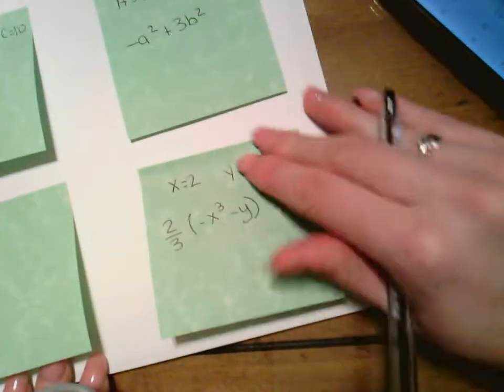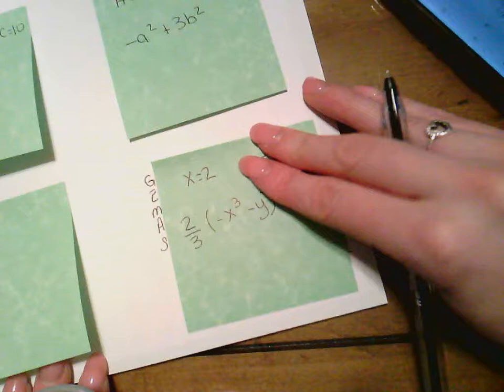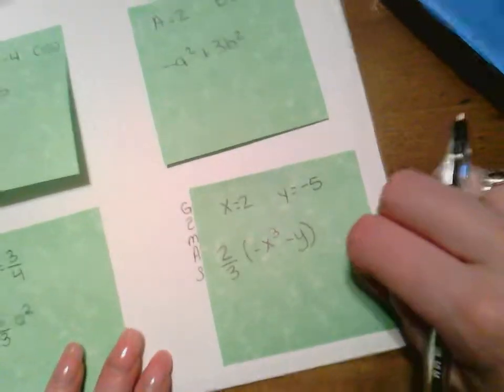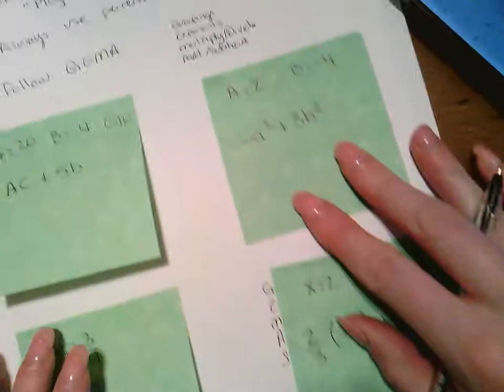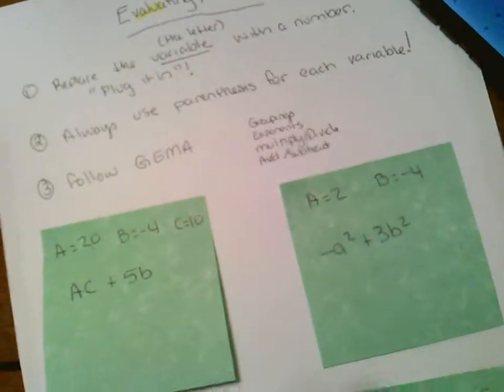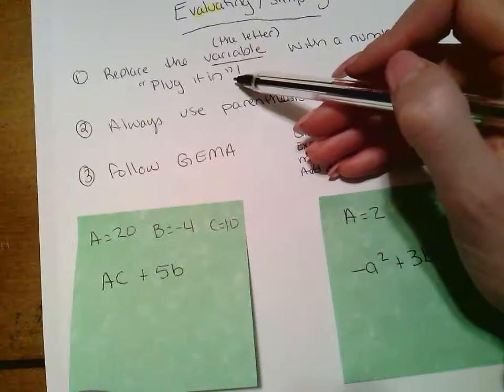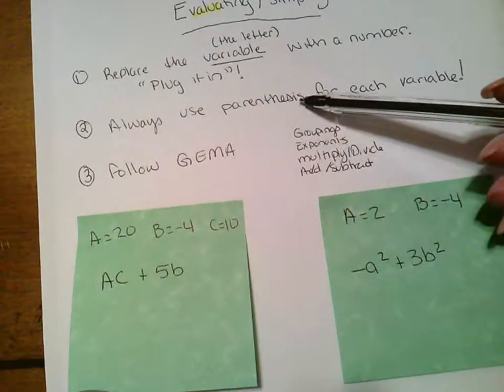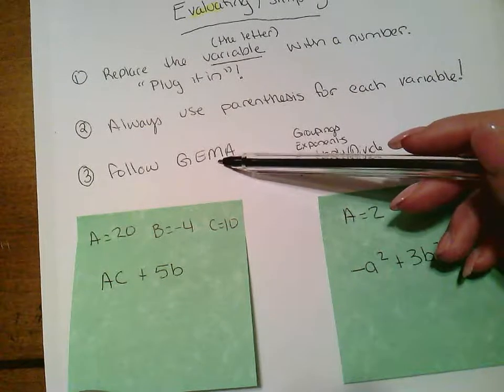So you have these here to help you out. If you're not sure, if you want to go back and practice to make sure you get the right answer. Remember though, we are always first plugging it in. You guys know the song, you know what to do with the plugging it in. You're going to use parentheses for each variable, and you're going to follow Gemma.